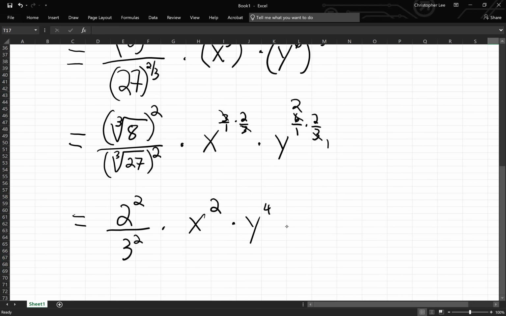Let's finish up the math on this. This is going to be 4 over 9 times x to the second times y to the fourth. Let's make it pretty. So this is going to be 4x to the second, y to the fourth, all over 9.